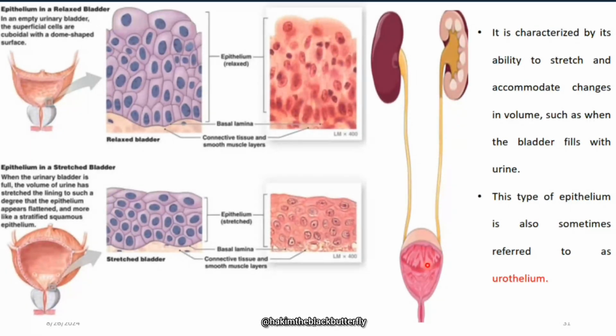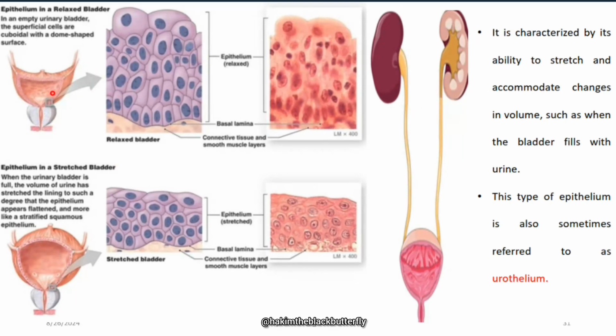The urinary bladder is going to be exposed to stress. The urethra is going to be exposed to increased stress because of the increased volumes of urine that's going through it. So what happens naturally? These parts of the body are going to be made up of an epithelium that can change its shape based on the stress applied to it.